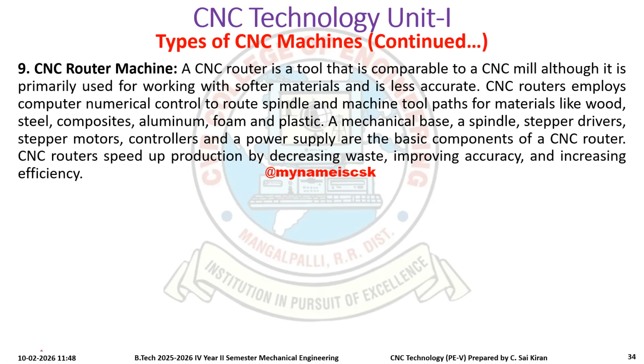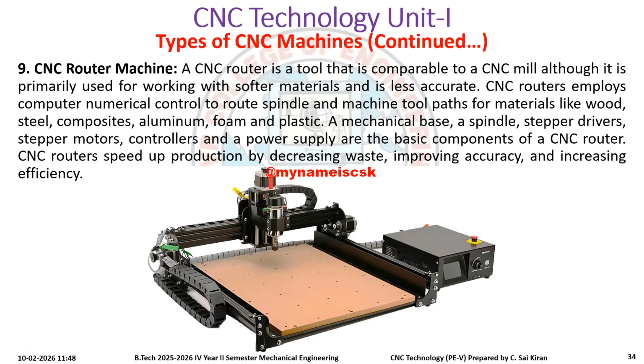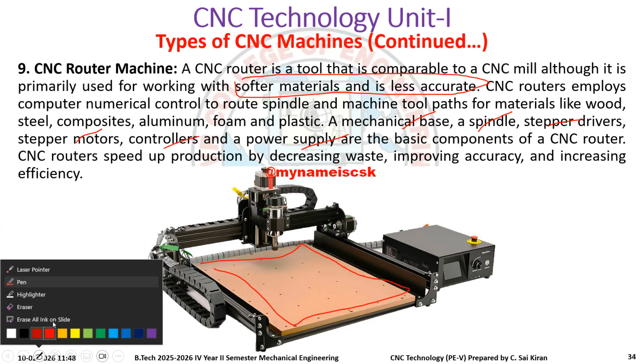Next, the CNC router machine. In this router machine, we have a fixed table, and we can just click start and it will start. It has a machine base, spindle, stepper motors, stepper drivers, stepper motor controllers, and a power supply. This router works only with softer materials and is less accurate. We can use this CNC router machine.